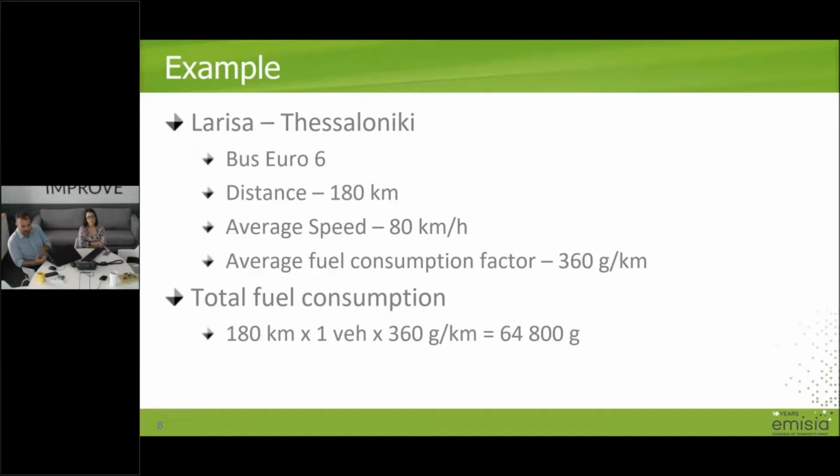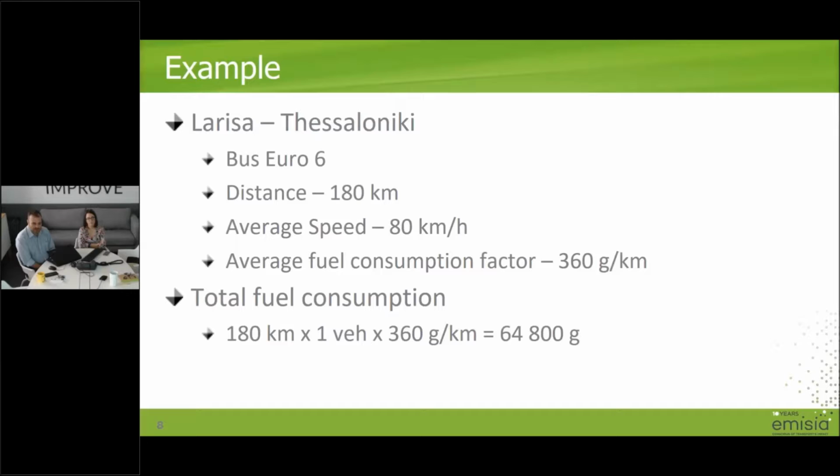Now, we have applied this methodology into the platform, and this is an example. You want to travel from Larissa, let's say, which is a city in Greece, to Thessaloniki, and you're going to travel with a bus, which is a Euro 6 bus. The distance is around 180 kilometers, and the average speed will be around 80 kilometers an hour. This means that you get an average fuel consumption factor of approximately 360 grams per kilometer.